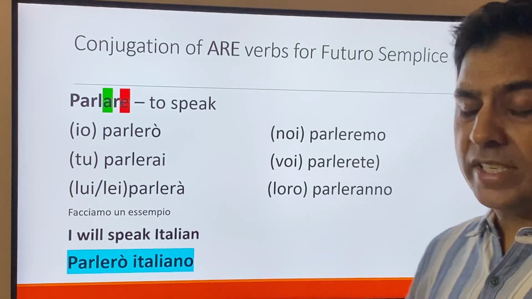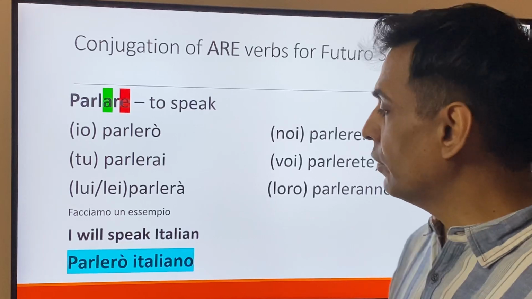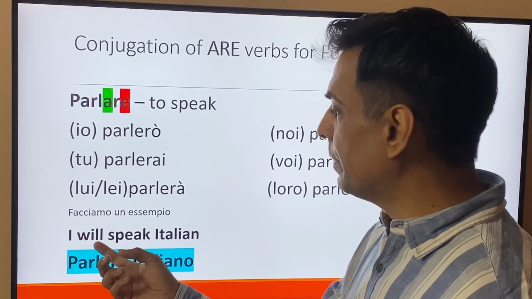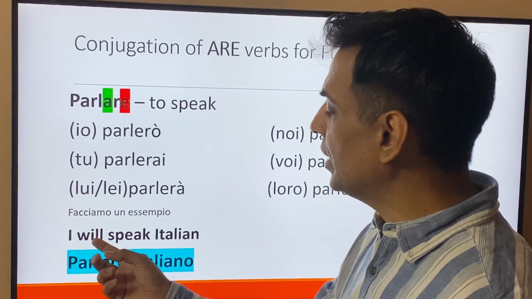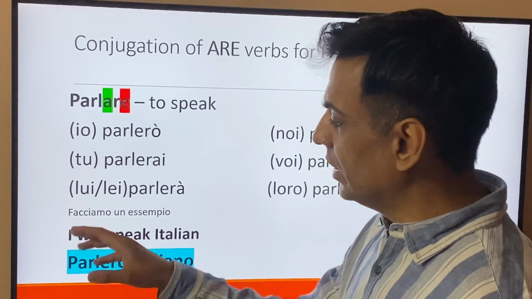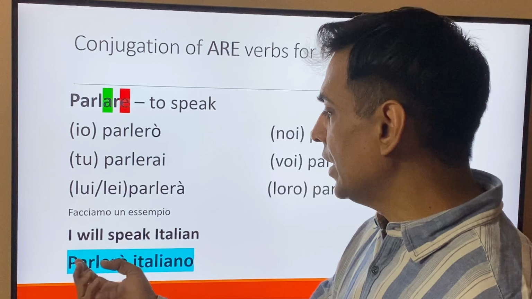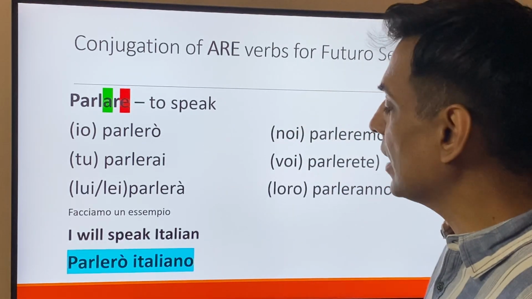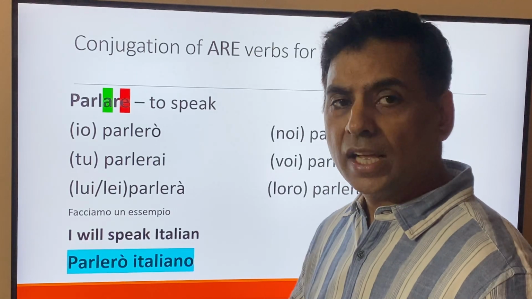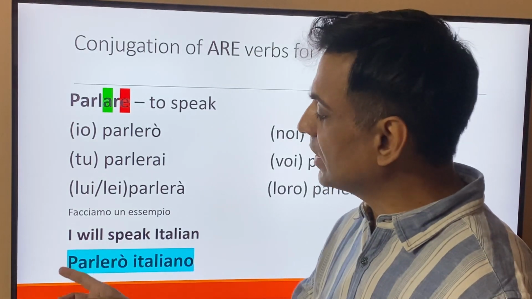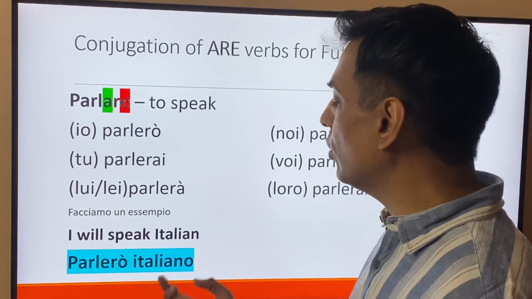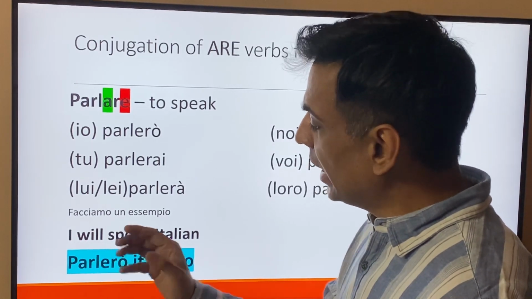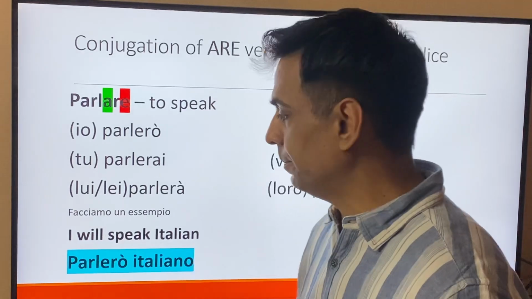So facciamo un esempio. Let's do an example. I will speak Italian. That means I have to conjugate with I, or in Italian io. I can say io parlerò italiano. But as we discussed in our first class, Italian is a null subject language. So we do not start with io. We simply say parlerò italiano. It's obvious. This conjugation means the subject is I.